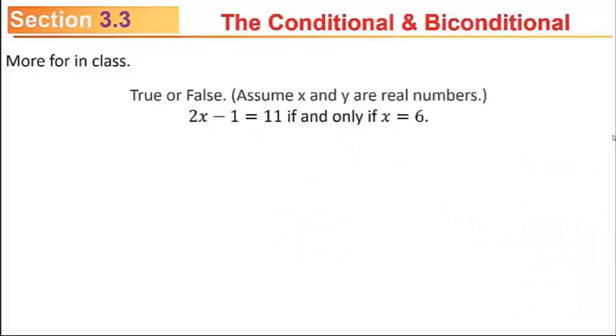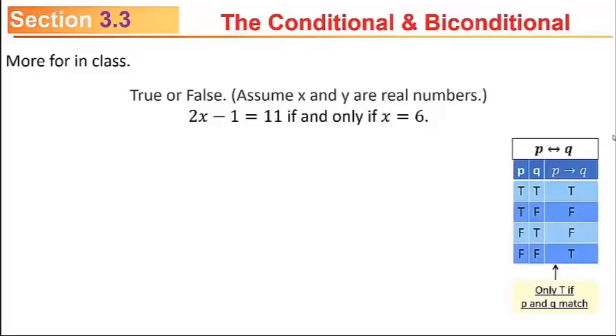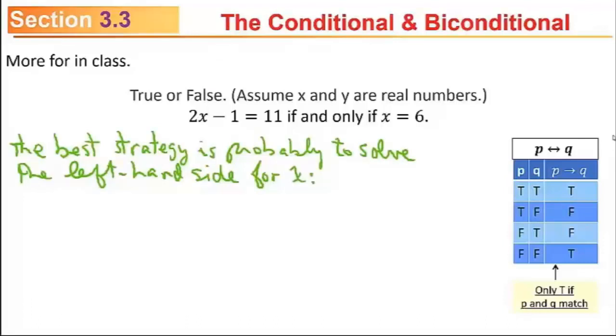Another example. This one has a little twist to it. True or false, assuming x and y are real numbers, 2x minus 1 is equal to 11 if and only if x is equal to 6. Now this is still a biconditional, but the best strategy when you have variables in these things is probably to go ahead and solve for x when they're not solved for x.